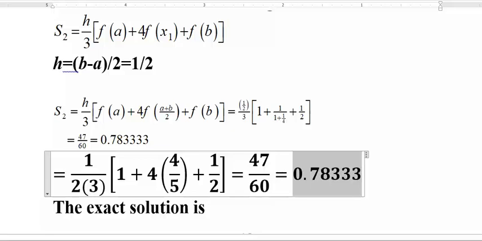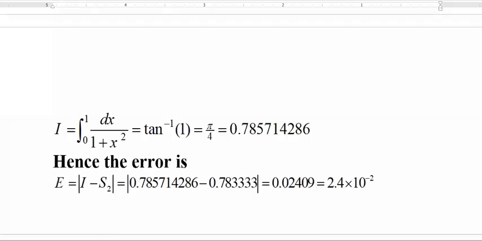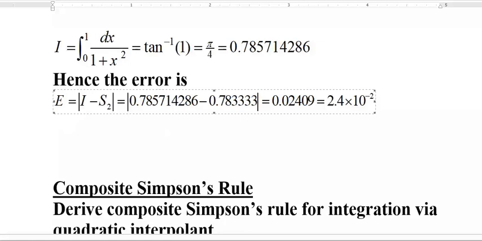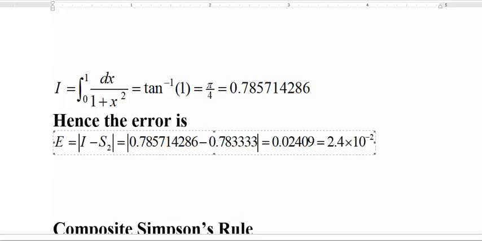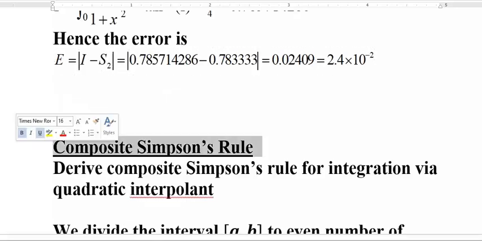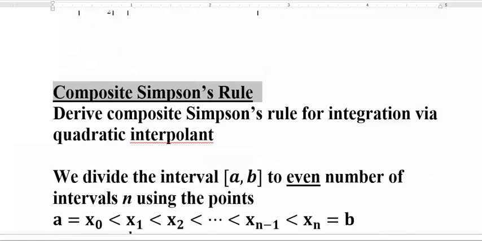Yes, okay. The exact solution again is 0.785 and so on. So the error, if we subtract from the solution, is 0.02, or 2.4 multiplied by 10 to the power minus 2. If we remember the result of the basic trapezoidal rule, it's 3.5. So here the Simpson rule is more accurate. Do you understand? Yes. The last item we shall take in this lecture is the composite Simpson rule.